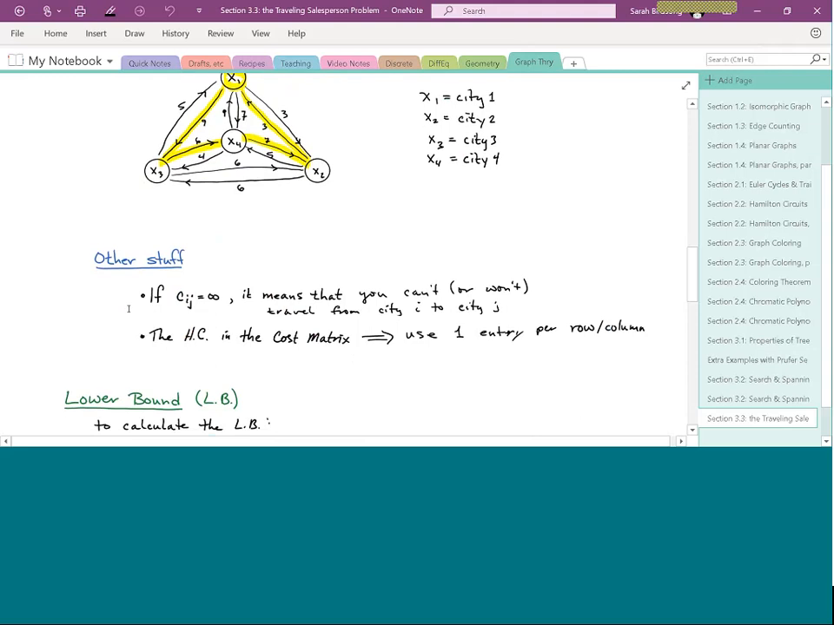Okay. All right, so we already talked about that. The only thing I didn't mention that we talked about last time is in the actual cost matrix, your Hamilton circuit will actually correspond to using exactly one of the elements per row and column.